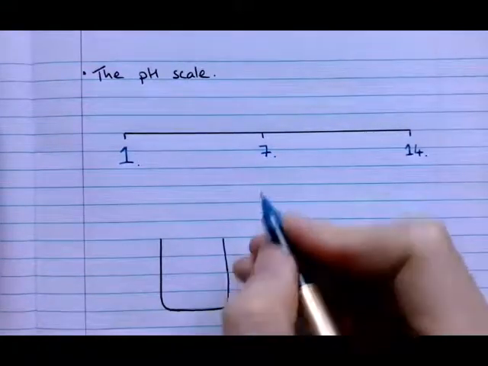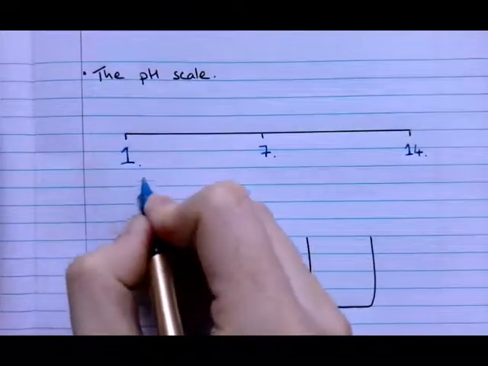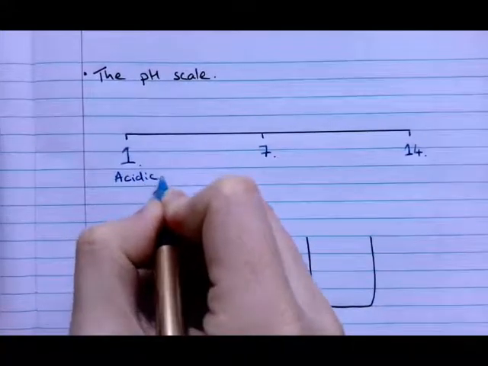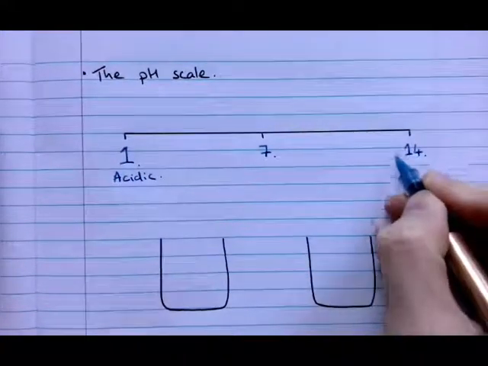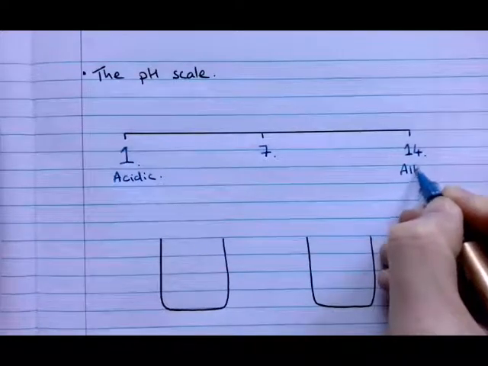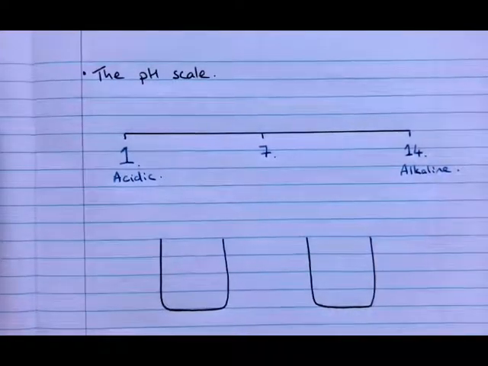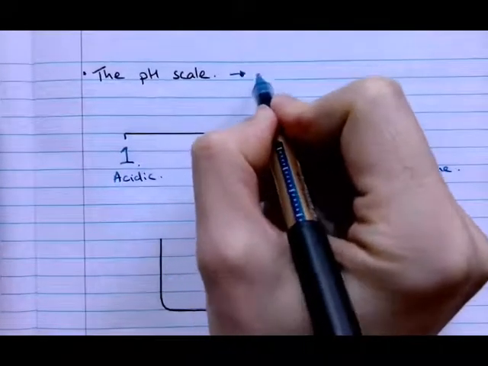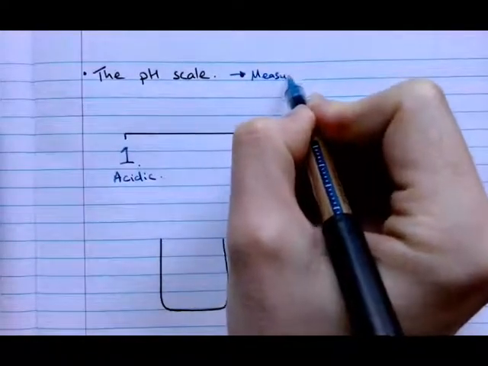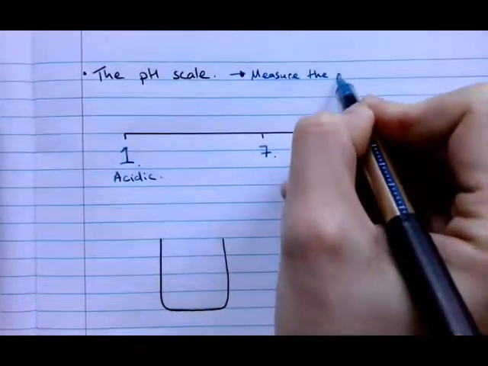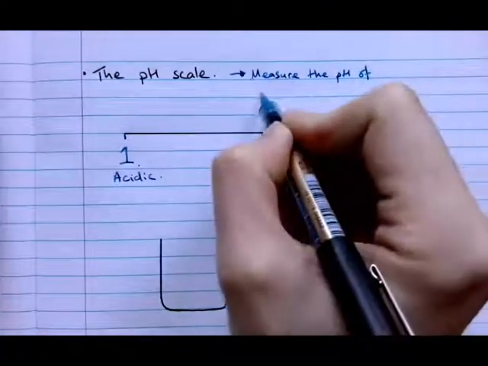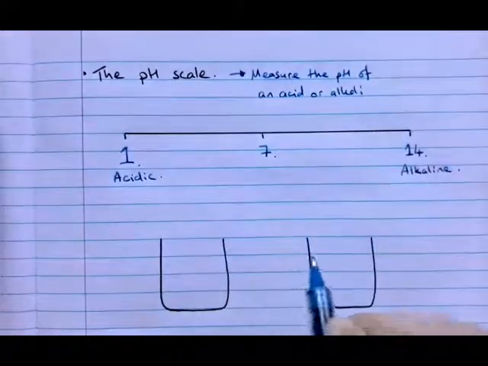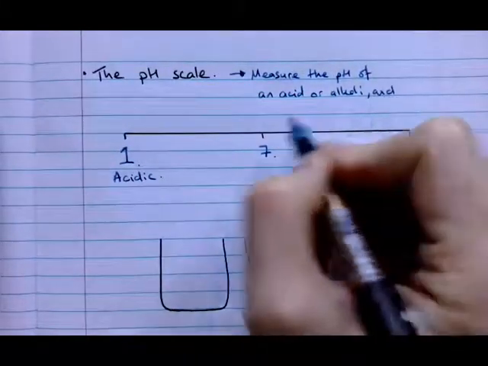Okay, now if something is down here and we say it has a pH of 1, we can call it acidic. And at this end, if it's got a pH of 14, we can call it alkaline. Okay, so what we can do is we can measure the pH of an acid or alkali and put it on a scale.